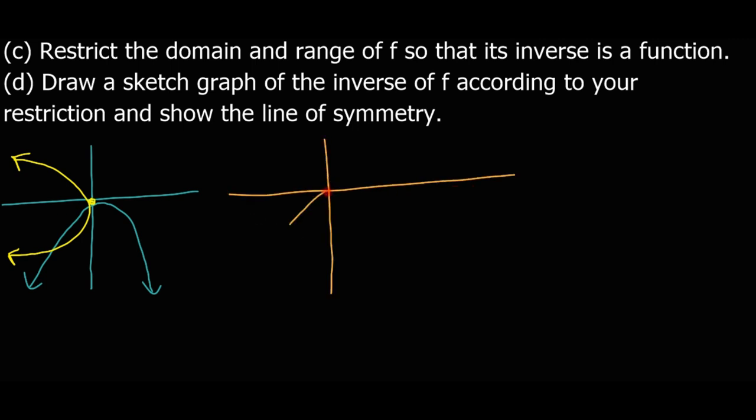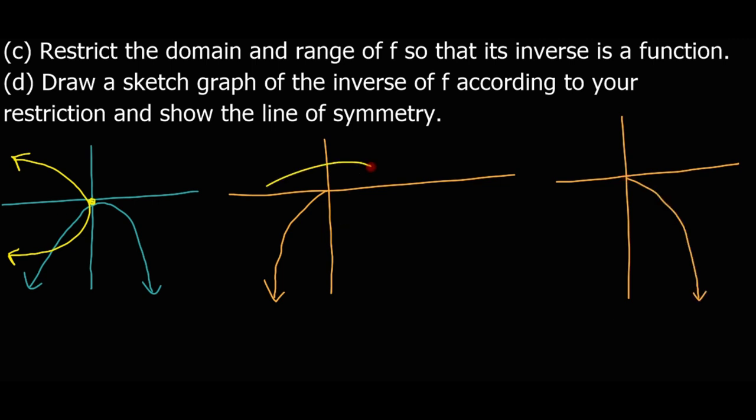We make sure our graph has only one loop in this way, or it has only one loop in this way. Because regular, it has only one loop in this way. Then the inverse also has only one loop. So we restrict in this way.